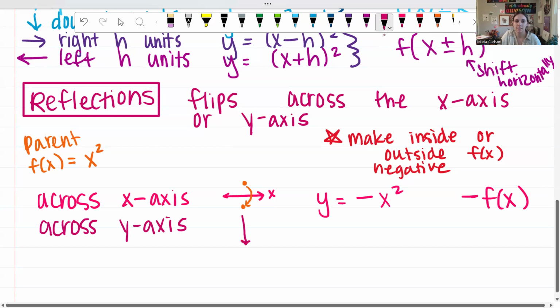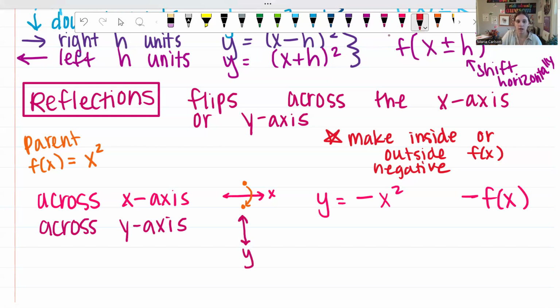Our y-axis is the axis that is straight up and down. So a point that was perhaps on the left is going to now flip over to the right. So now I'm affecting those x values, right? This is what we call a horizontal reflection.